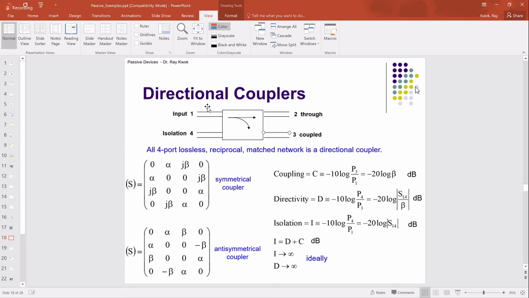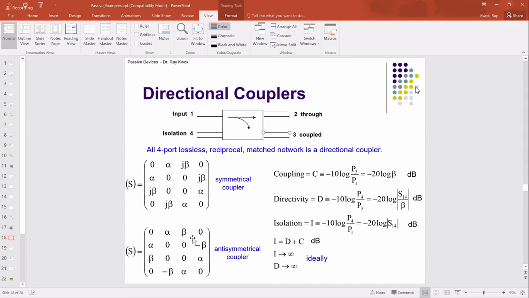That's why they call it a directional coupler, because the input port 1 only goes to the coupled port 3. It doesn't go to port 4, right? S14 is 0. You see that? So it's very directional. Okay. And then the anti-symmetrical part: if you look at this matrix, it's not a symmetrical matrix, right?